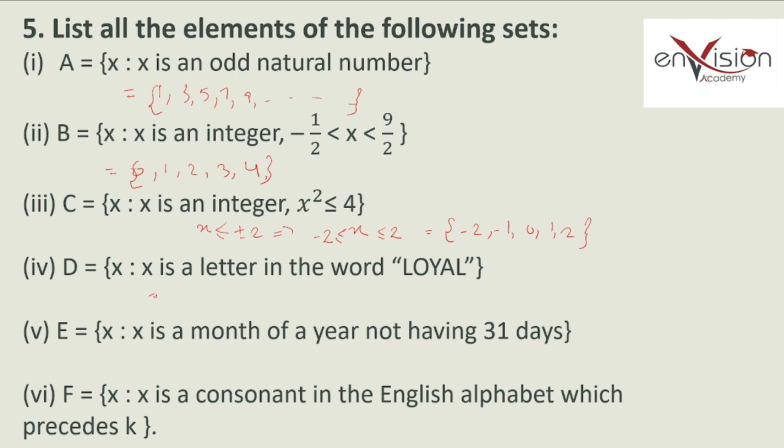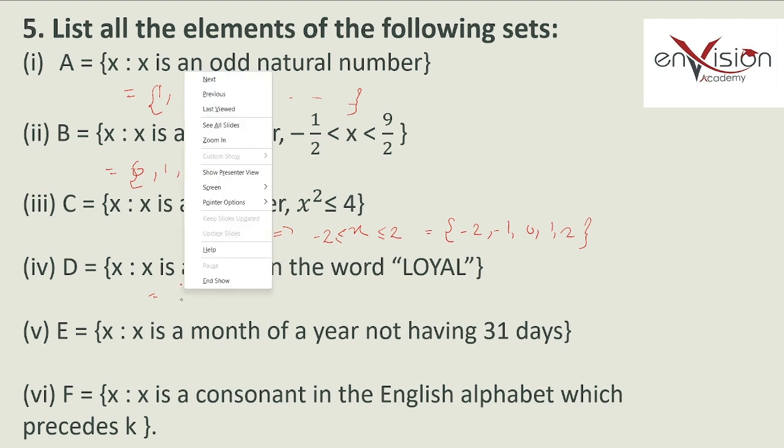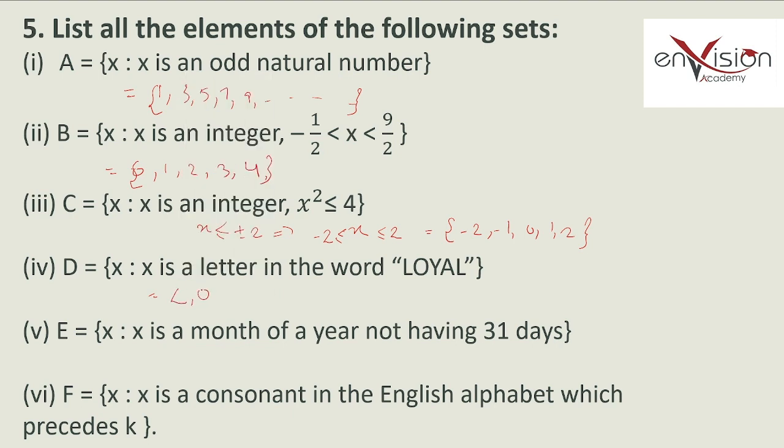Then we have x is a letter in the word loyal. Now you only have to write the letters that are in the word loyal. So L will be written one time only: L, O, Y, A. This is your set. X is a month of a year not having 31 days. You can easily write this down.